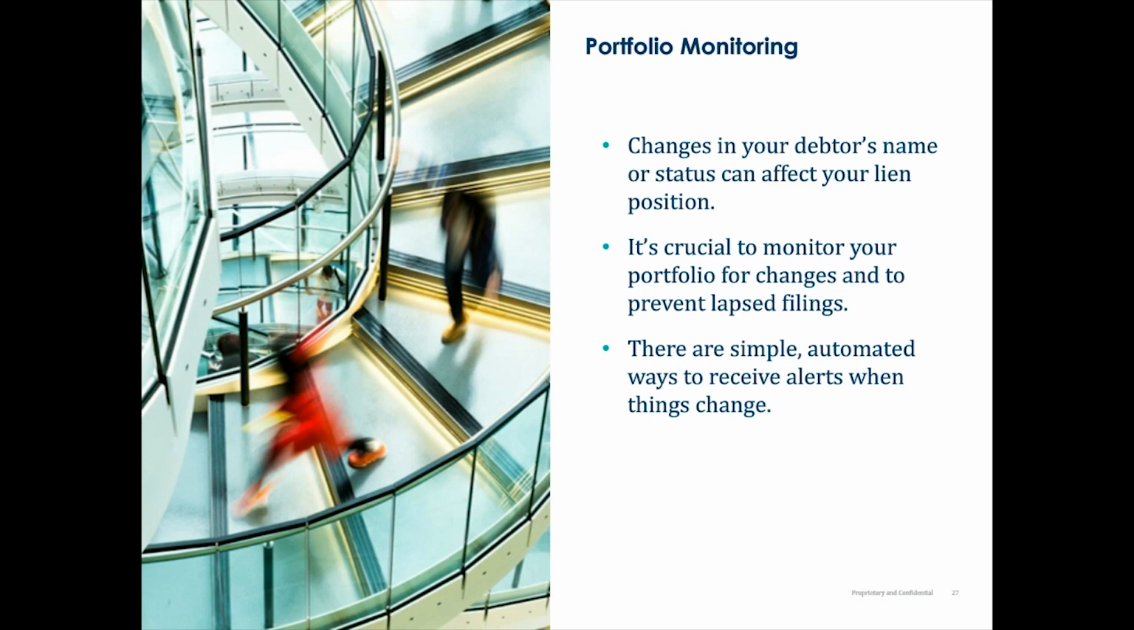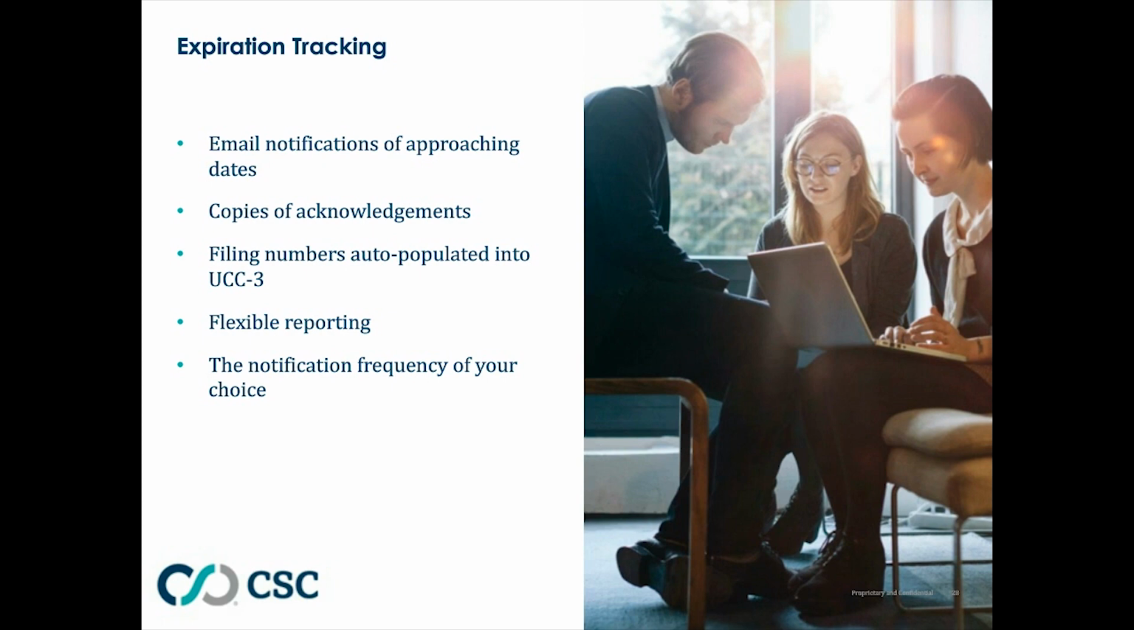Changes in your debtor name or status can affect your lien position. That also means it's crucial to monitor your portfolio for changes, to prevent lapsed filings, and there are also simple automated ways to receive alerts when things change. The first type of monitoring is expiration tracking, which is included with our filing service at no extra cost. Expiration tracking will email you notifications of approaching dates, and you receive copies of the acknowledgments, with filing numbers auto-populated into UCC-3s.